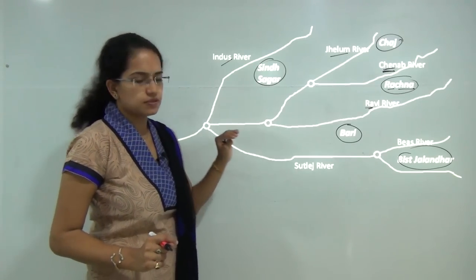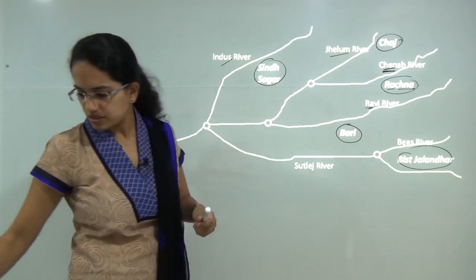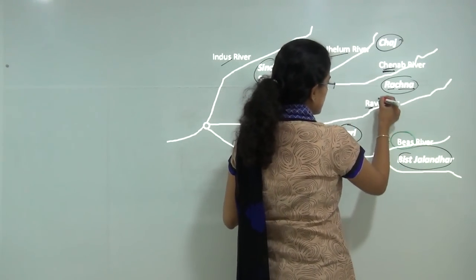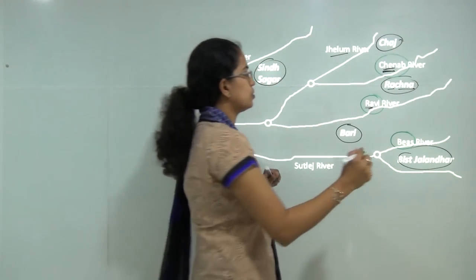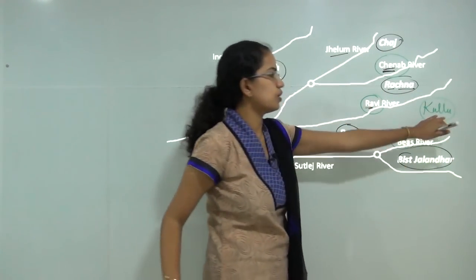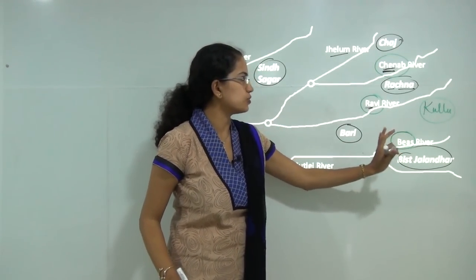Now, out of these five river systems, Bias, Ravi and Chenab. So I have another pen here. So I have Bias, Ravi and Chenab. These three originate in the Kullu Hills, the region of Kullu Manali. So you have the Kullu Hills in Himachal Pradesh, where Chenab, Ravi and Bias originate.